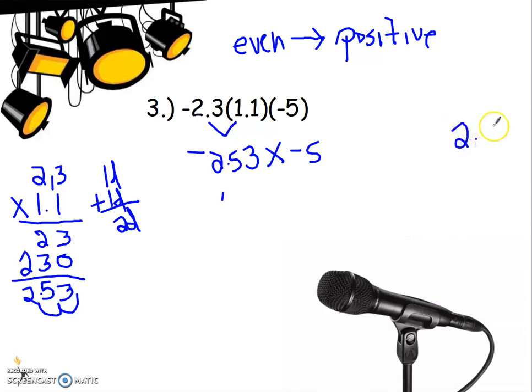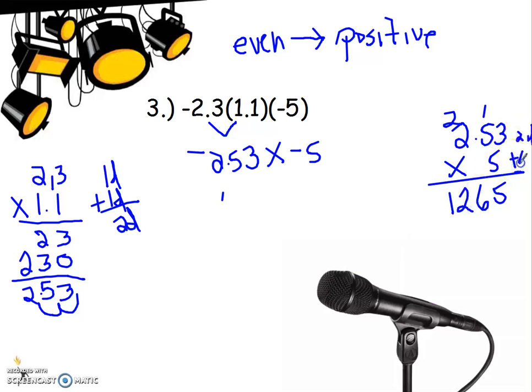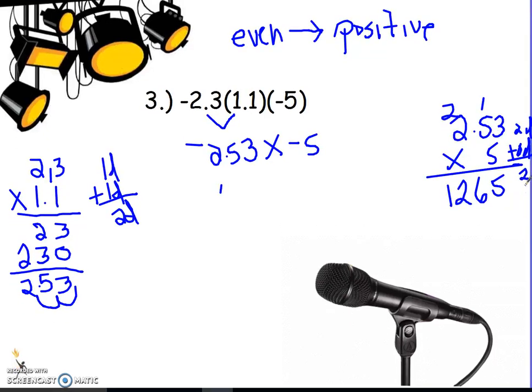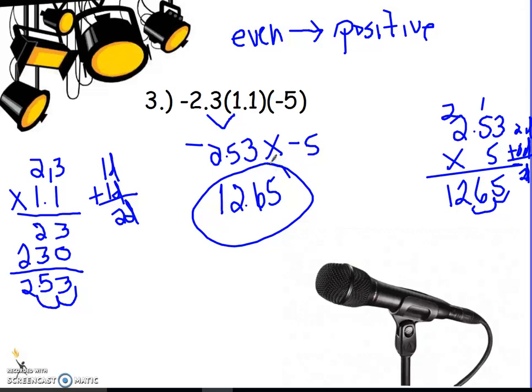So now we're going to do 2.53 times 5. 5 times 3 is 15. 5 times 5 is 25, plus 1 is 26. 5 times 2 is 10, plus 2 is 12. 2 decimal places plus 0 is 2. Hop it over 2 places. We get positive 12.65. Here they were different, so it's negative. Here they're the same, so it's positive. Or there's an even amount of signs, so it's positive.